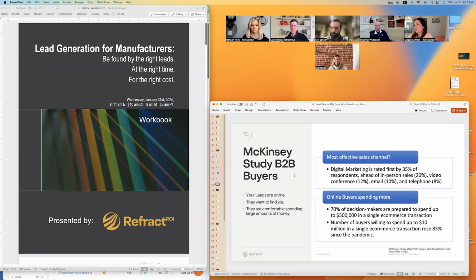So any questions or thoughts at this point? Yeah, I definitely wasn't expecting folks willing to spend $500,000 in a single e-commerce transaction. So this is really interesting. All right, well, let's move forward.